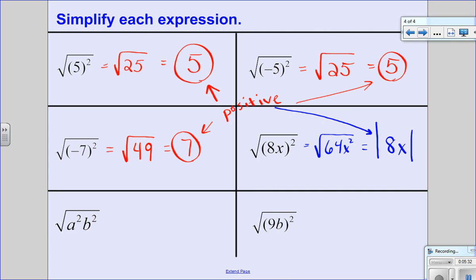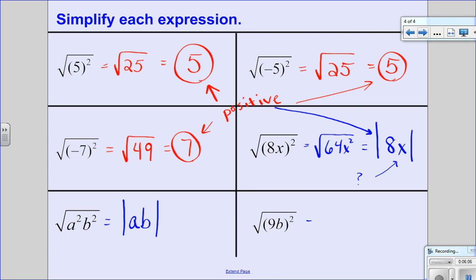So we give it the absolute value sign. And the reason we need that absolute value sign is because there is a variable. And we don't know if this is positive or negative. So we need to make sure that the expression stays positive, so we use the absolute value symbol. Let's do our final two expressions. The square root of a squared b squared. This would simply be ab. But again, since these are variables, we need to make sure that we indicate that this is a positive expression. So we'll use absolute value symbols for it.